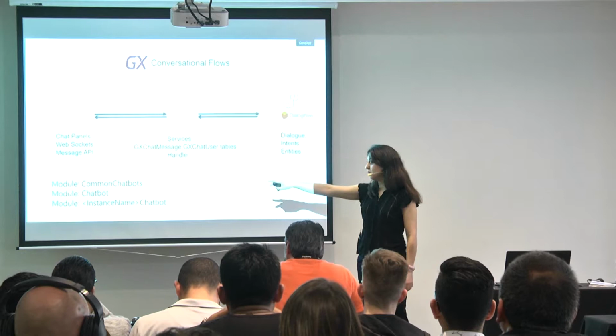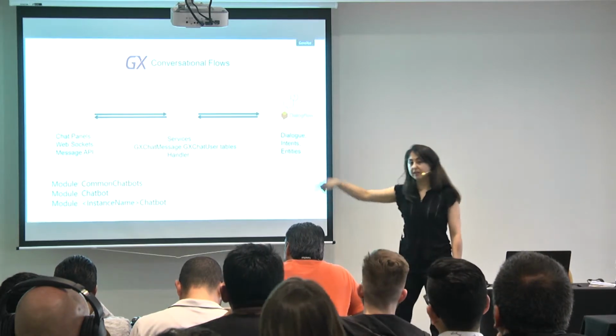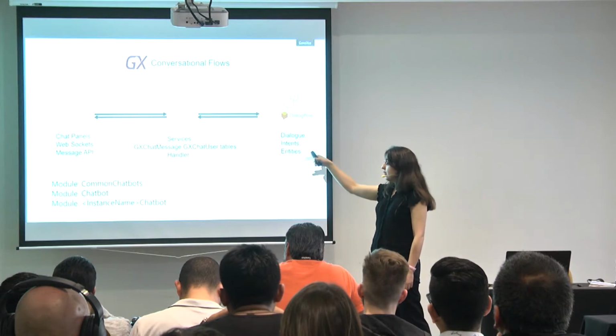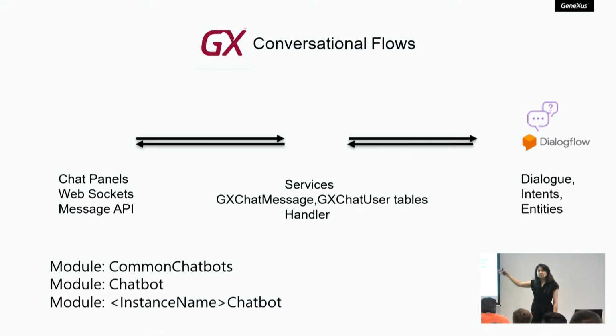Those resources are in a module called Common Chatbot, which you will see in the workshop. On the server side, we have certain services in a module called Chatbot, an external module installed in the KB. We also have tables where the message information is kept, the messages table and the users table. We also have a handler, which knows where to redirect the message and how to do it. This handler is contained in a module that is generated based on a model.